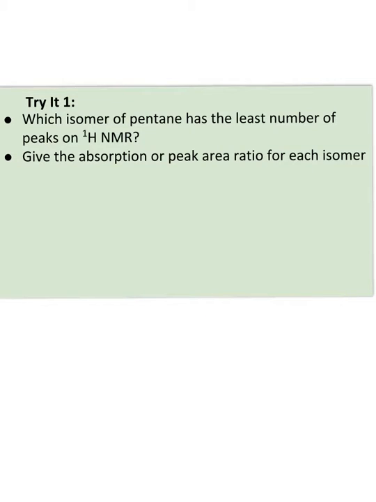So what if you had an isomer of pentane and you want to know which one would have the least number of peaks on an H1 NMR? And then also give the absorption or peak area ratio for each isomer. So first of all, you have to realize pentane has 3 isomers.